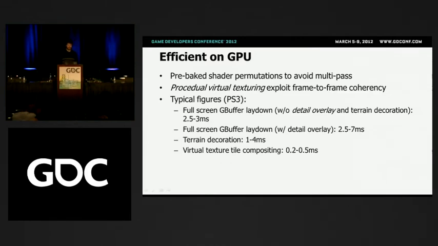The terrain decoration can be arbitrarily expensive because it's procedural. It's just for the artist to put in a high-density figure and then you completely blow all the budgets. But usually on the Battlefield level, it's between 1 to 4 milliseconds. And also for the virtual texture, we have to maintain the tiles and regenerate them, and that costs between 0.2 and 0.5 milliseconds.